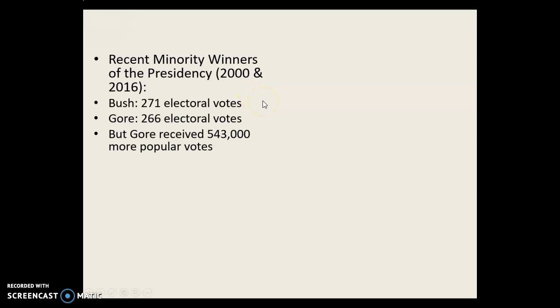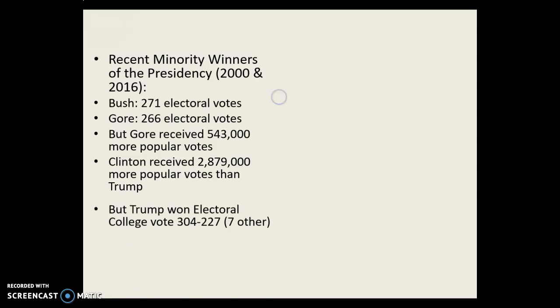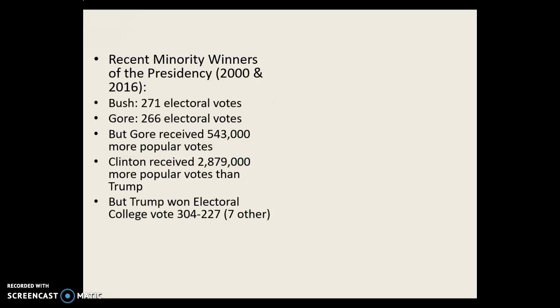And it was even a bigger deal in the 2016 election. Hillary Clinton won nearly 3 million more votes than Donald Trump did. And yet Trump won significantly more electoral college votes than Hillary Clinton, 304 to 227. That's a pretty sizable difference there, even though Clinton got almost 3 million more votes than Trump. So the Electoral College truly is somewhat anti-democratic, if you think about it, in many ways.